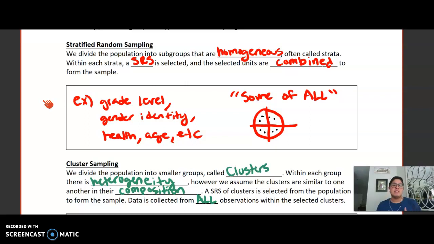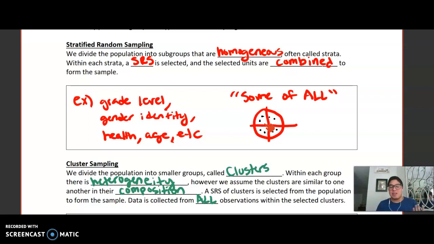And a way to remember this is sum of all. So I would break them into different groups. Of course, there can be more than 4. But basically, if I break it into 10 groups and I want to form a sample of 100, well, 100 divided by 10 would mean I'd need to sample 10 from each group so that they're all consistent.